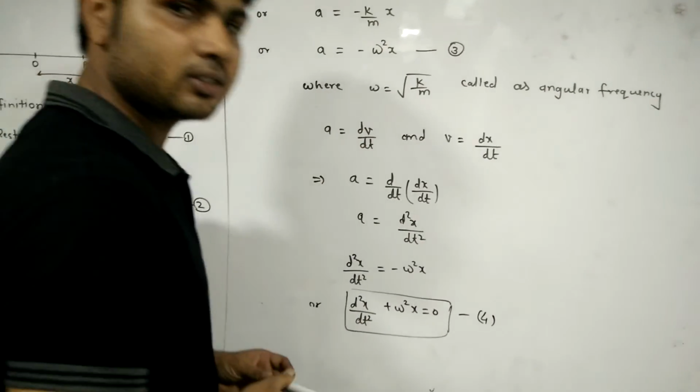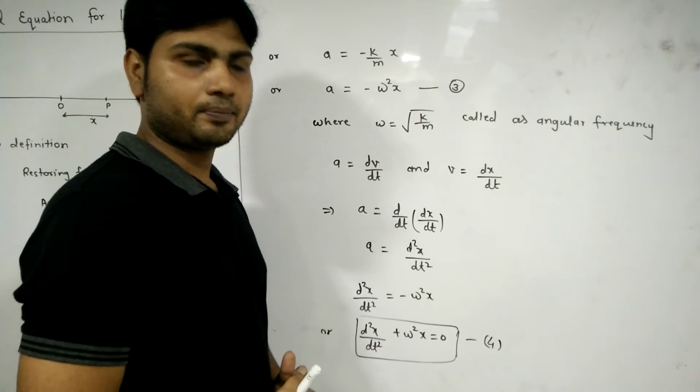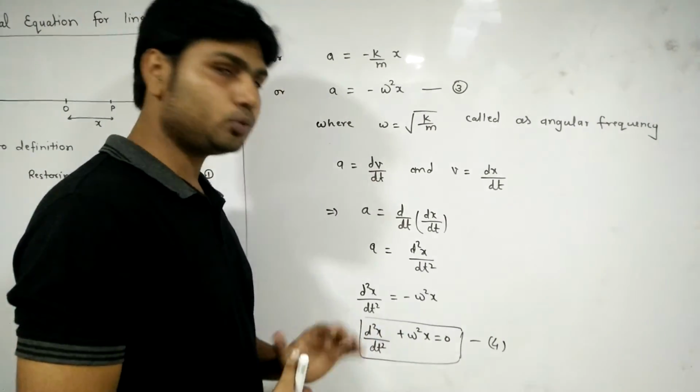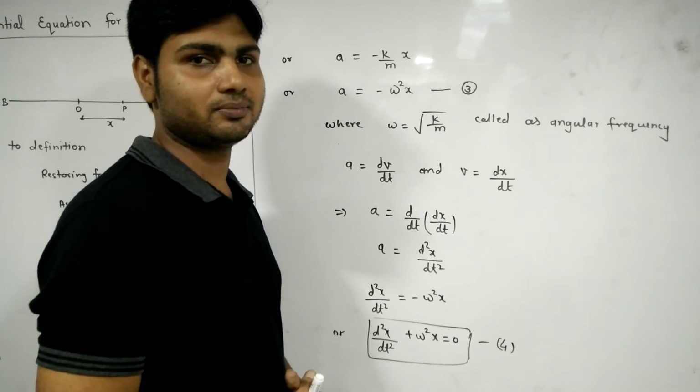Equation number 4 is called the differential equation of linear SHM, where omega is angular frequency, x is the displacement, and d2x upon dt square is called the acceleration of the linear SHM.